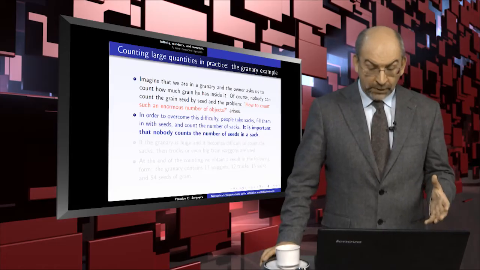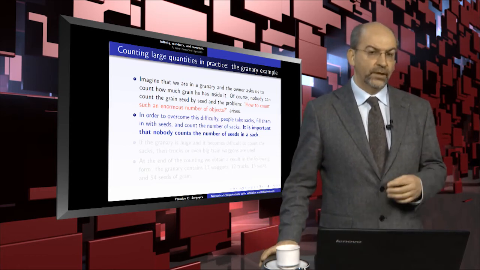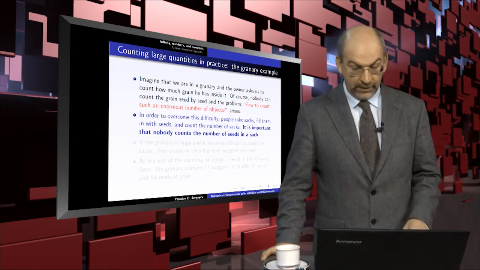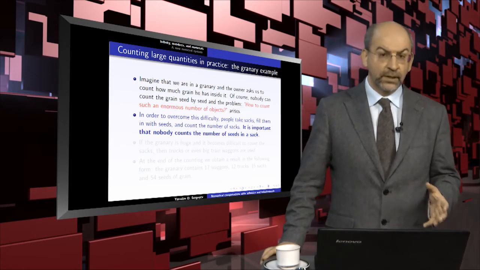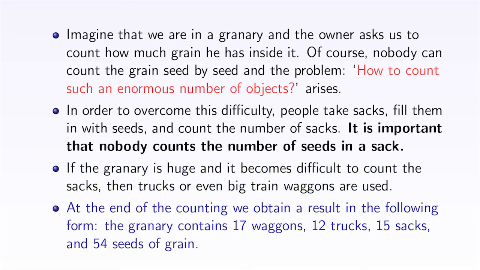What do people do? They take sacks, fill them with seeds, and count the number of sacks. It is important that nobody counts the number of seeds in a sack. We suppose that sacks are so huge that we are not able to count the number of seeds. Obviously, we also suppose that all sacks have the same measure and all seeds have the same measure. If the granary is huge and it becomes difficult to count the sacks, then trucks or even big train wagons are used. So at the end, we obtain a result in the following form. The granary contains 17 train wagons, 12 trucks, 15 sacks, and 54 seeds of grain.